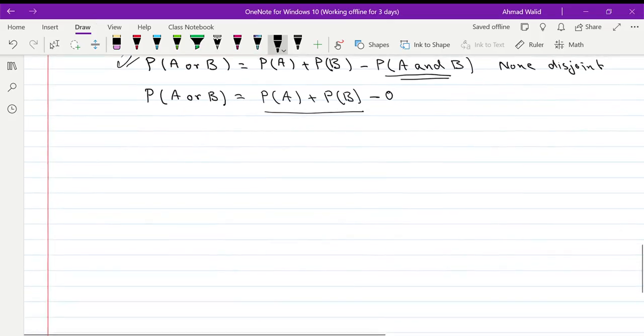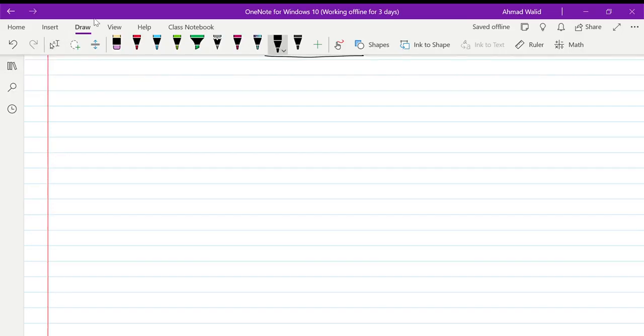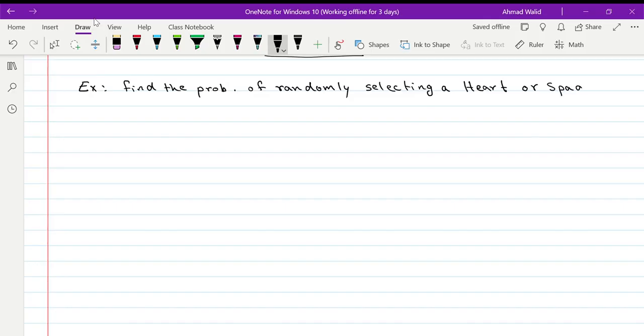Let's do a few more examples with this formula. Find the probability of randomly selecting a heart or spade in a deck of cards.